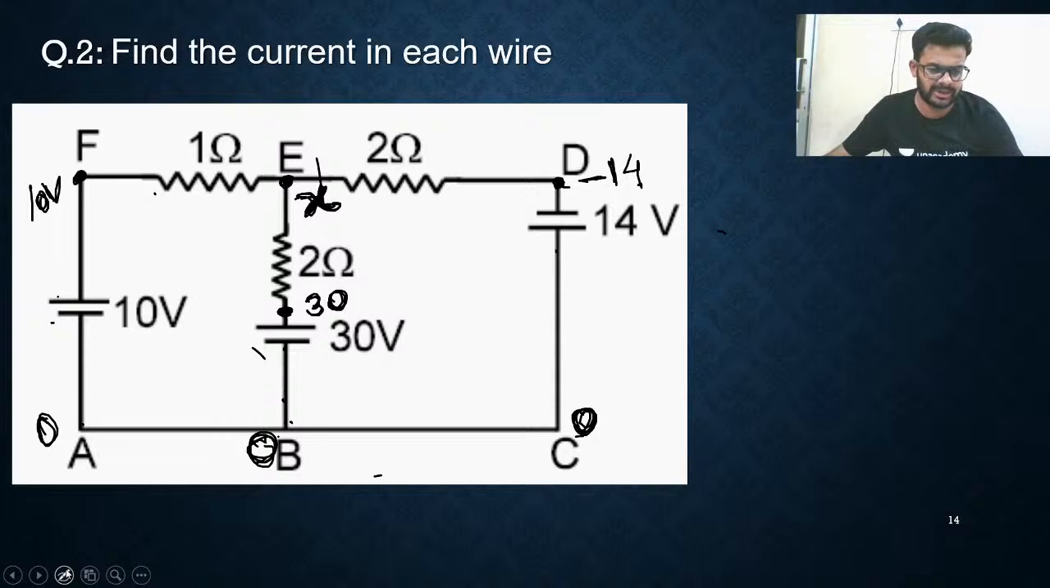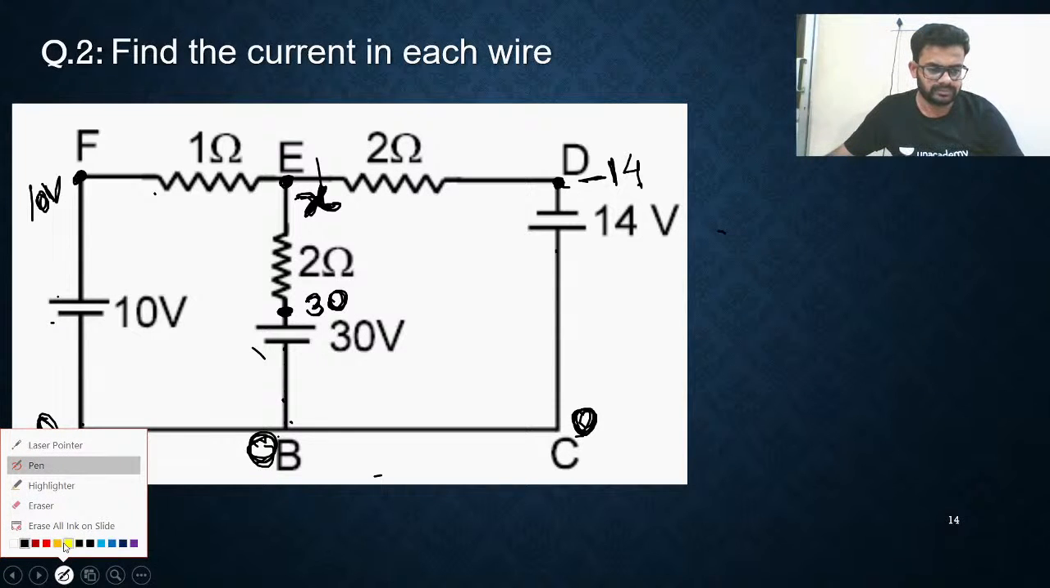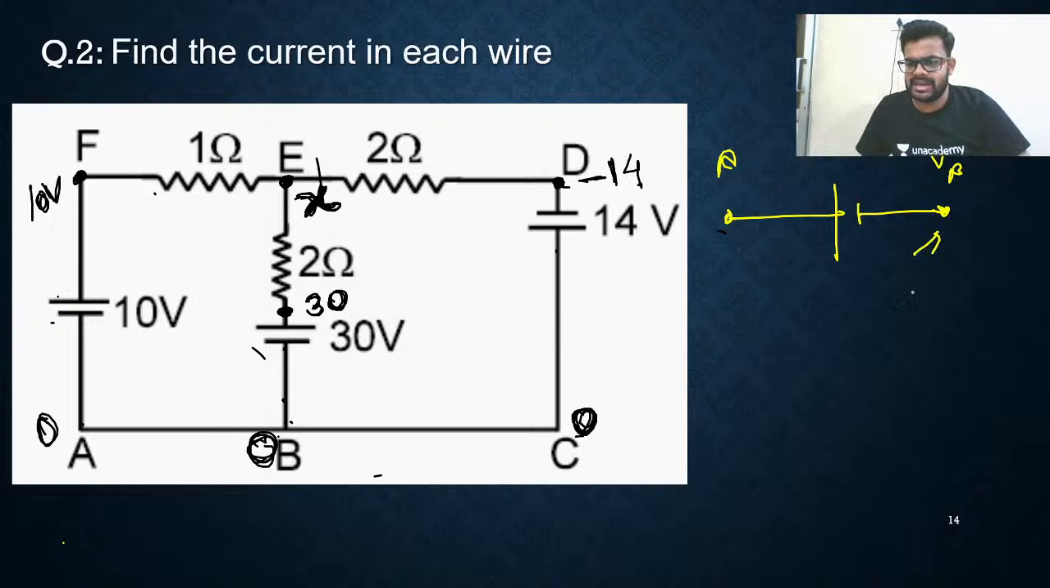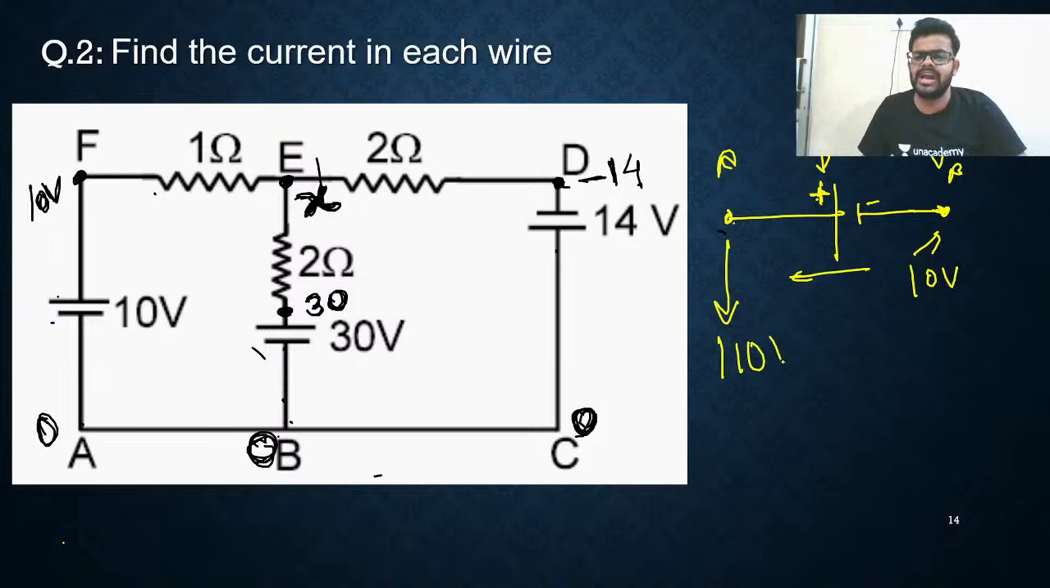Listen to what I mean to say. If I am writing like this, this is point A, this is point B. The potential of point B is 10 volt and the battery is of 100 volt. This is negative, this is positive. As you move this side, at the positive terminal the potential will be added. So here you will get the potential of A as 110 volt.